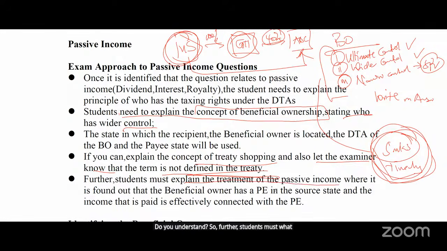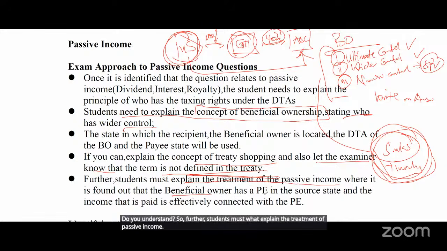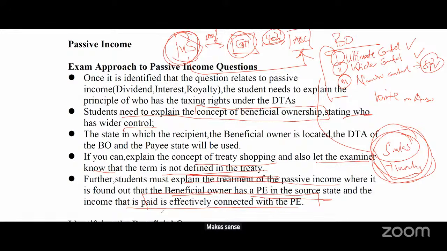So further, students must what? Explain the treatment of passive income where it is found that the beneficial owner has a PE in the source state. It will be treated as business income, you remember? And the income that is effectively what? Connected to the PE. Makes sense? So this is a rule.